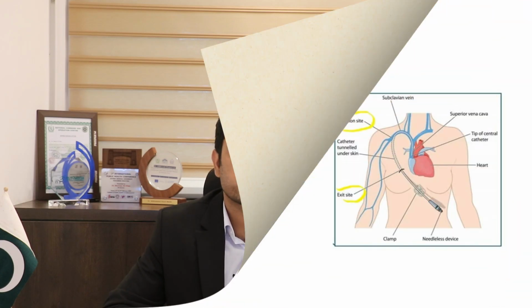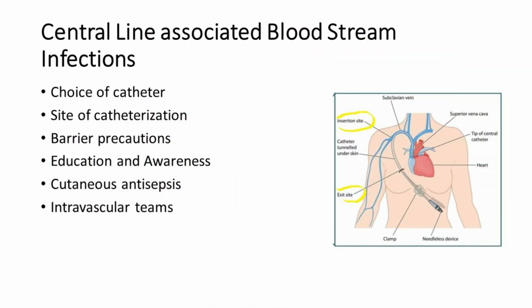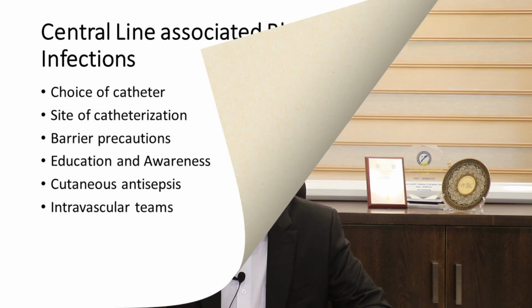Now we will be learning about prevention of central line associated bloodstream infections. Choice of catheter is important to prevent CLABSI, that's central line associated bloodstream infections. The right catheter for the right patient and for the right purpose. Site of catheterization is also important. For example, the chances of CLABSI are more in femoral as compared to subclavian.